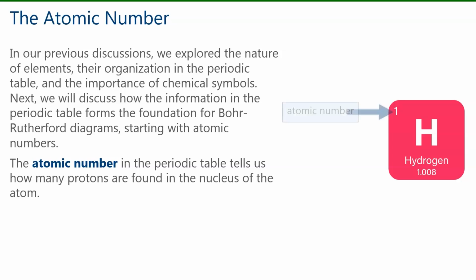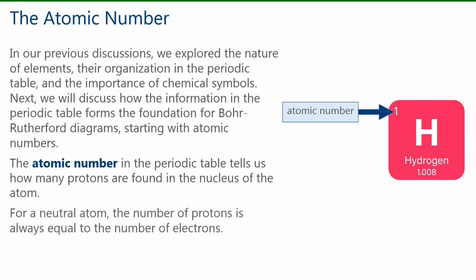So for hydrogen, the atomic number is 1. This tells us that there is 1 proton in the nucleus of a hydrogen atom. For a neutral atom, the number of protons is always equal to the number of electrons. So for a neutral atom of hydrogen, there is 1 proton in the nucleus and 1 electron surrounding the nucleus. Another point to note is that the atomic number is always a whole number.